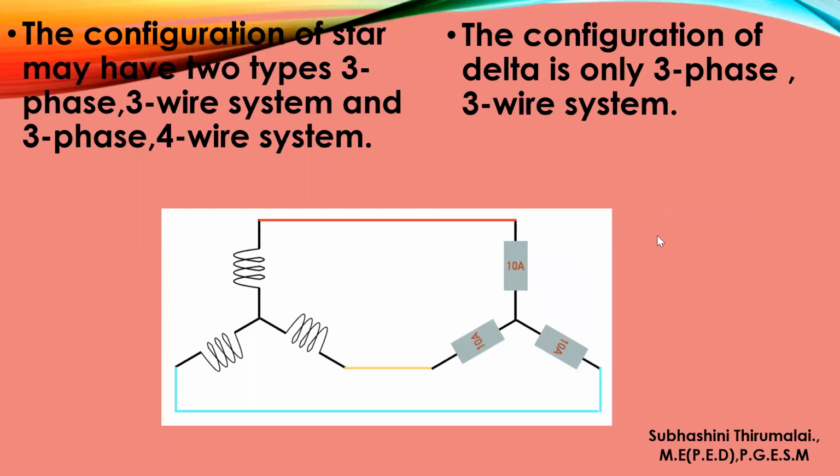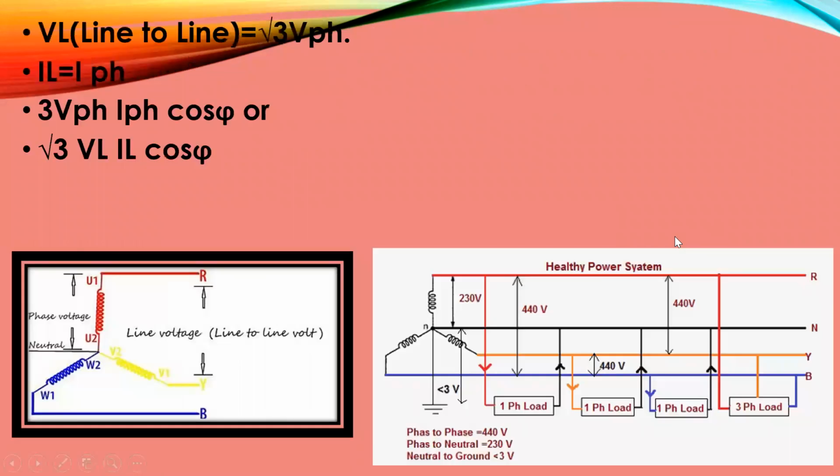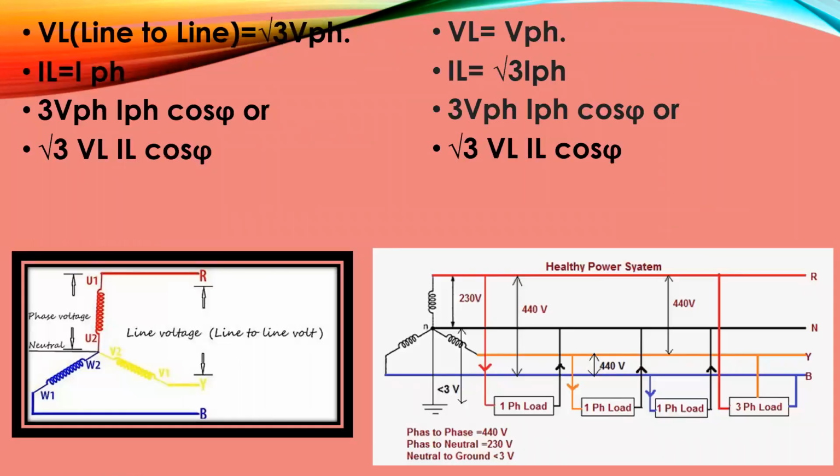Next, we see the next difference. What is the difference between line current and phase current, and between line voltage and phase voltage, in star and delta? That is the difference we are going to see. Here, if it is from line to line, from R to Y, then it is called line voltage. If it is from line to neutral point, then it is called phase voltage.